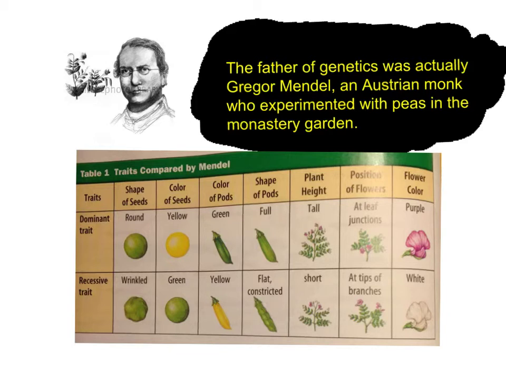And since we're talking about peas, I have to say that, of course, the father of genetics was actually Gregor Mendel, who was an Austrian monk who experimented with peas in his monastery garden. It wasn't someone experimenting with Rebops. It was actually Gregor Mendel experimenting with peas. And these are some of the traits which he looked at in his pea plants, showing dominant and recessive alleles. But the ideas that he discovered are exactly the same as what we spoke about in our discussion of Rebops.